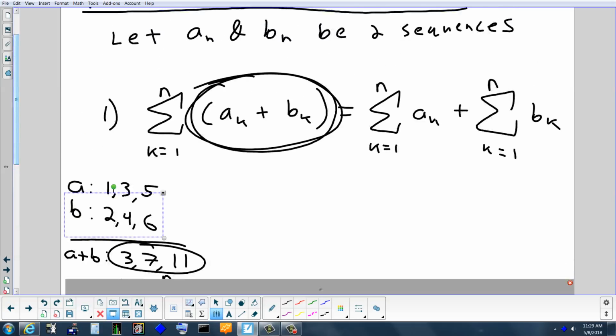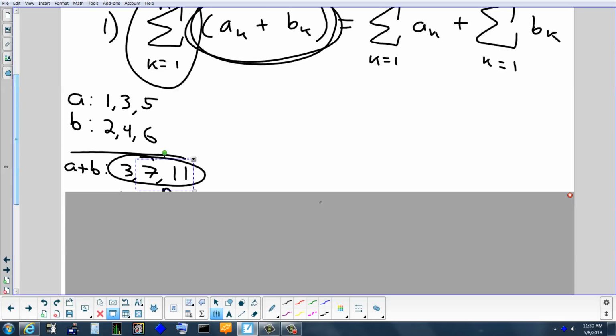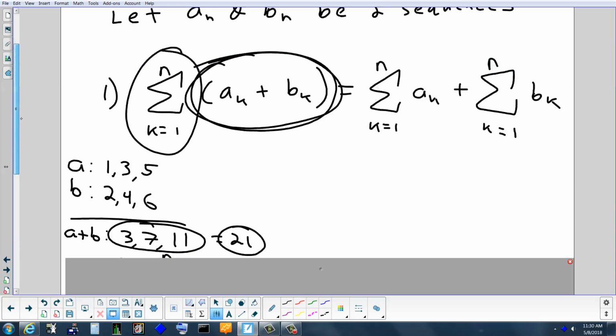Now, the next part says, take the numbers you just got when you added them, the 3, 7, and 11, and now add those up. That's what this symbol means. Add them up. What's 3 plus 7 plus 11? 21. So using the two sequences I have, following the formula on the left, that's how you do it.